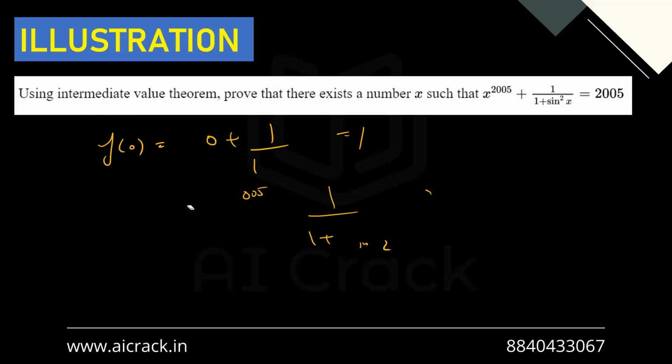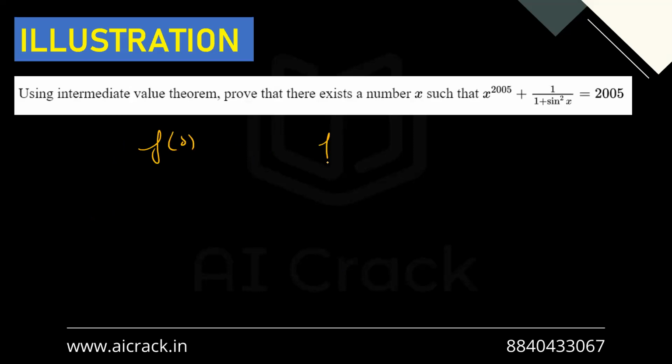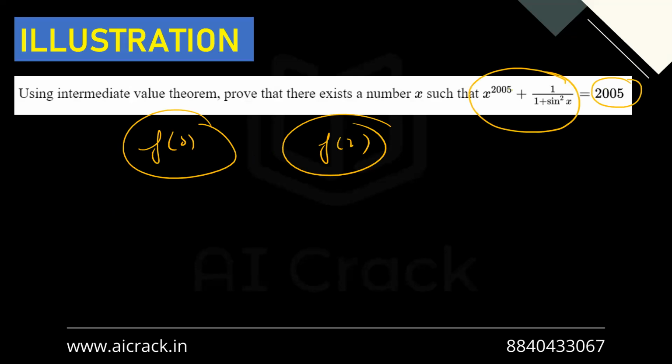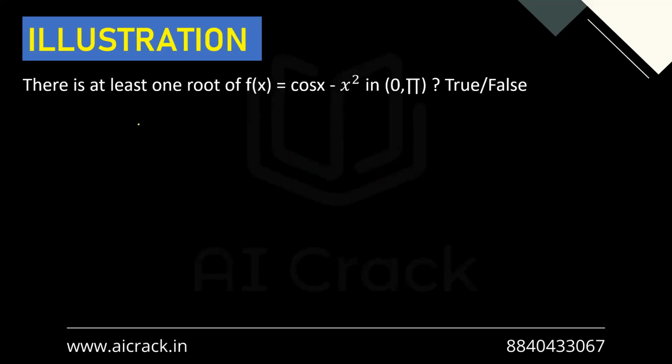Okay. So what we have got is two numbers, f of 0 and f of 2. We have got a range encapsulating this number. We have proved that this function is continuous. So that means there exists a number x such that this value is going to be taken by this function f(x). Okay.